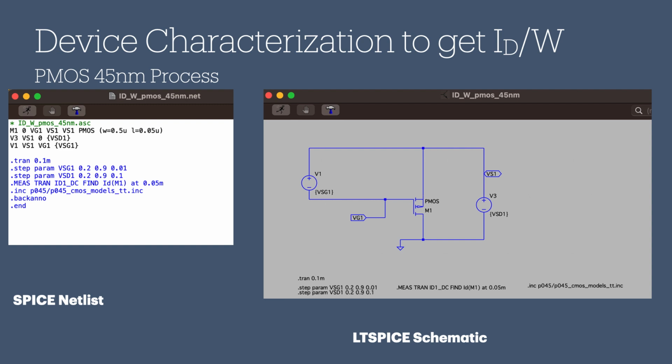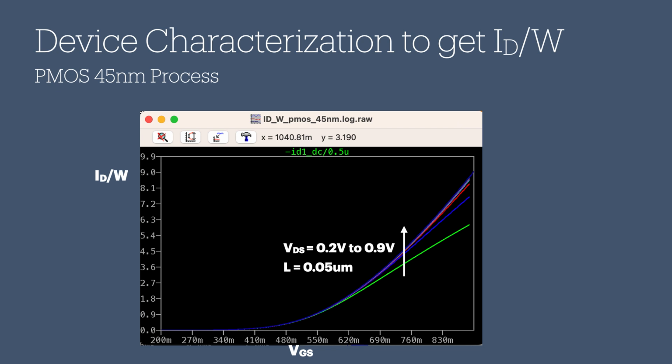This is the LTspice netlist and schematic for PMOS current density, ID over W. This is the lookup table for the current density of PMOS for different values of VGS and VDS.